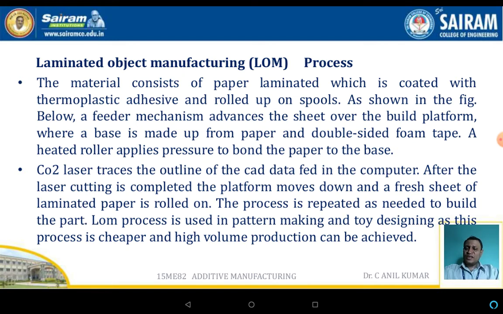A CO2 laser traces the outline of the CAD data fed into the computer. After the laser cutting is completed, the platform moves down and a fresh sheet of laminated paper rolls over it. The process is repeated as needed to build the part. The LOM process is used for making toy designs, as these processes are cheaper and high volume production can be achieved.